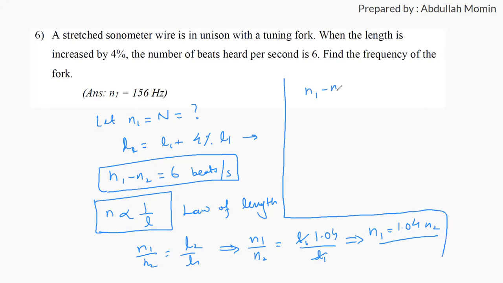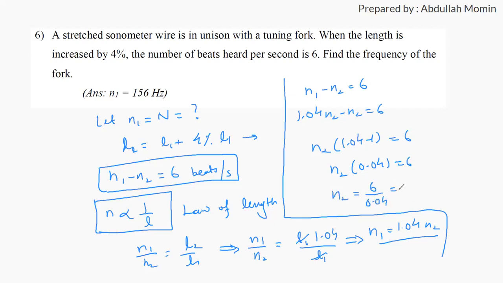So N1 minus N2 is equal to 6. So instead of N1, 1.04 N2 minus N2 is equal to 6. So N2 into (1.04 minus 1) is equal to 6. So N2 is equal to 0.04 into 6. So N2 is equal to 6 upon 0.04. So this will become 600 upon 4. 4 ones are 4, 150. So N2 is 150.